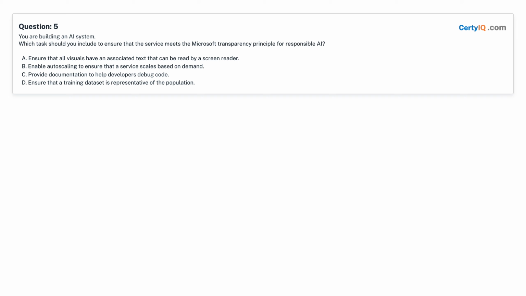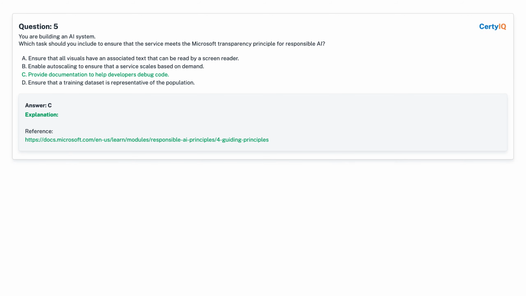Question 5. You are building an AI system. Which tasks should you include to ensure that the service meets the Microsoft transparency principle for responsible AI? A. Ensure that all visuals have an associated text that can be read by a screen reader. B. Enable auto-scaling to ensure that a service scales based on demand. C. Provide documentation to help developers debug code. D. Ensure that a training dataset is representative of the population. Answer is C. Provide documentation to help developers debug code.